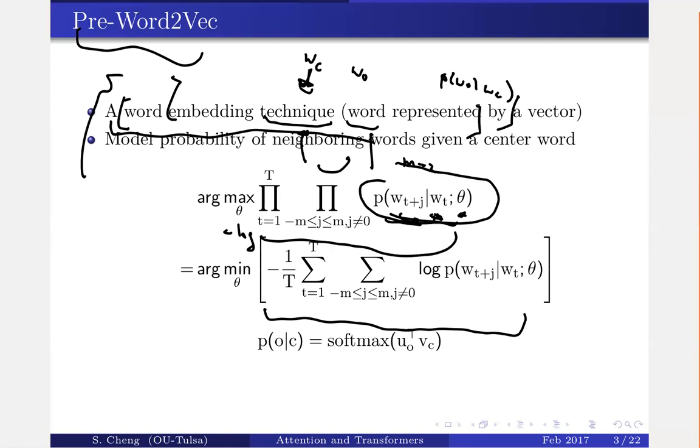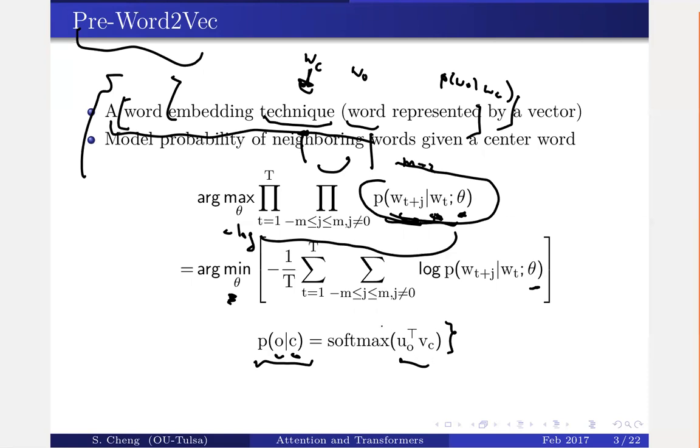So from that, we'll get the theta. If we minimize that, eventually we get the theta. What is theta really? In this case, we didn't really specify the parameters, but we'll assume the model will be like this. If I have a center word and an outside word, I will assume the probability is equal to something like the inner product of UO and VC, and then we normalize with softmax.